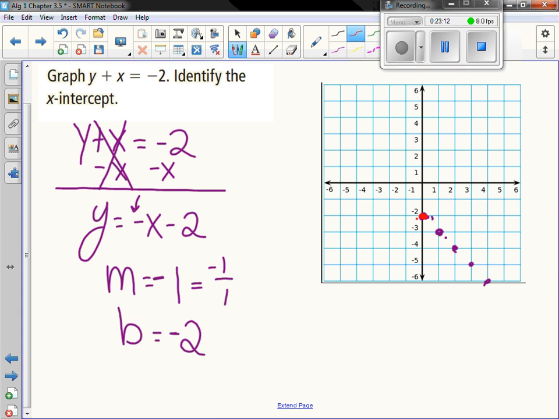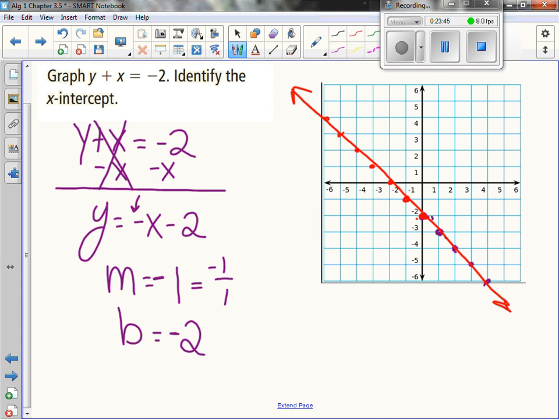Now if I started at this point negative 2 again, and I went up 1, where would I have to go since I went up? I need to go to the left. Up 1, left 1. And that'd be the line. That'd be the equation of the line. Questions on this here? Questions on any of this here so far? We good with this here?